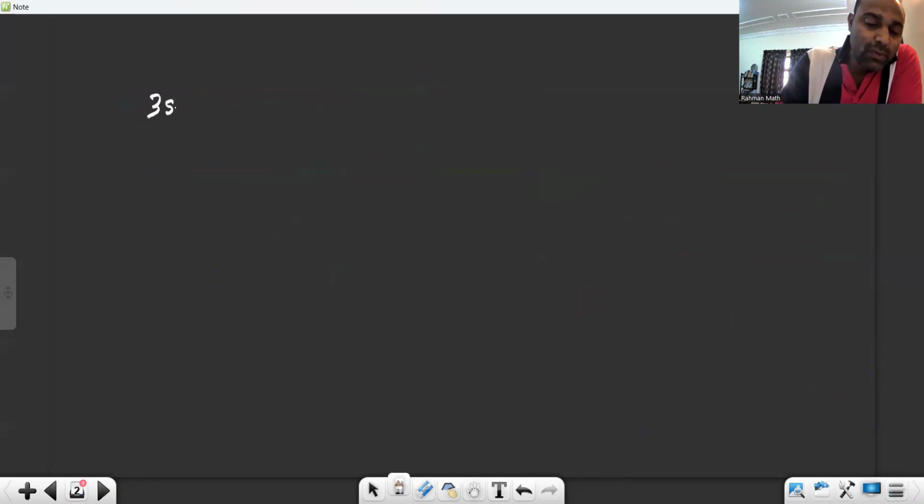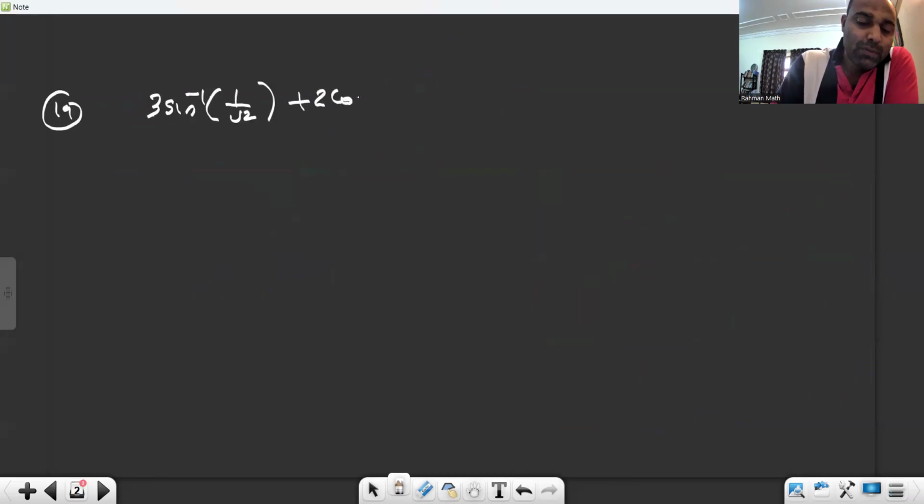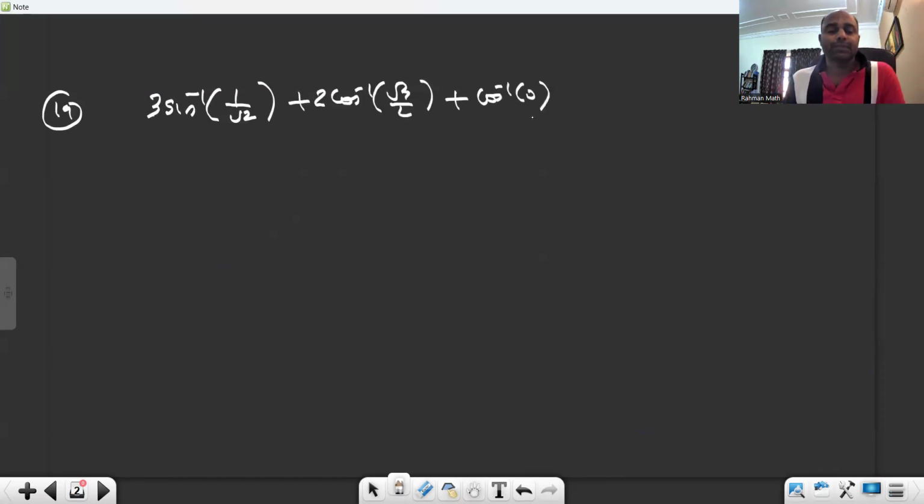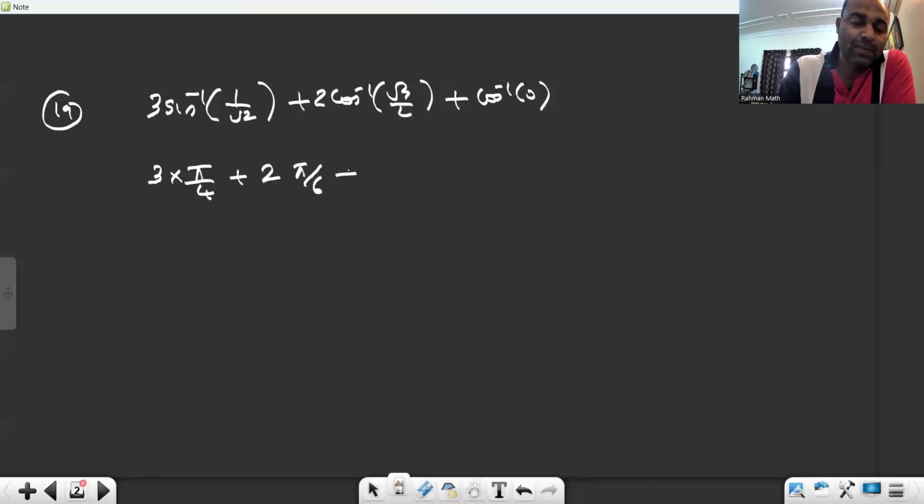3 sine inverse 1 by root 2 plus 2 cos inverse root 3 by 2 plus cos inverse 0. There is no negative, so easily we can write 3 into sine, what is 1 by root 2? 45. Cos, what is root 3 by 2? That is pi by 6. And cos inverse 0 is what? Cos what is 0? 90.